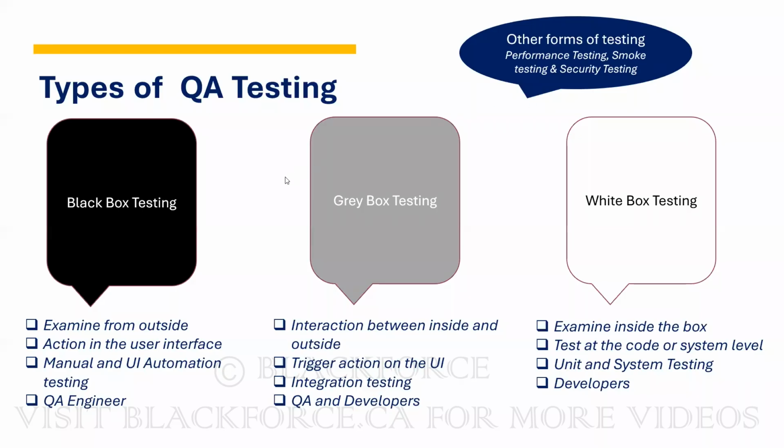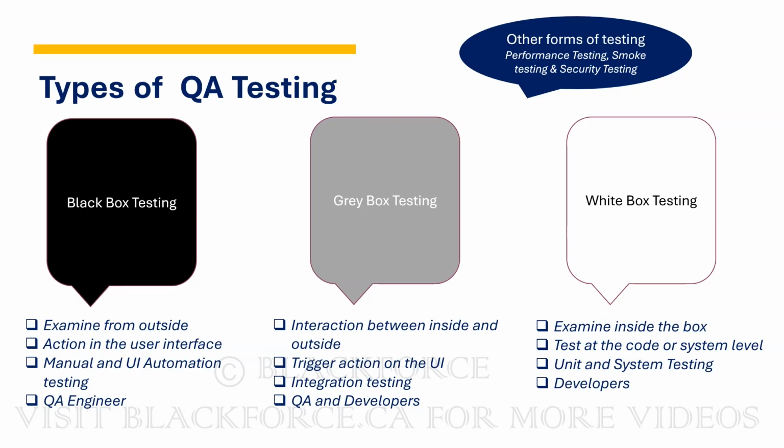Now, black box testing is when you are examining the box from outside. Imagine it's black, so I can't see what is inside. Just imagine a box that is concealed, that you can't see what is inside. So you are just focusing on what is outside the box, what you can see. You are focusing on the user interface.